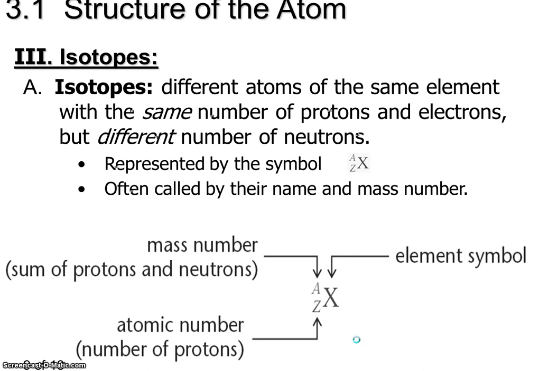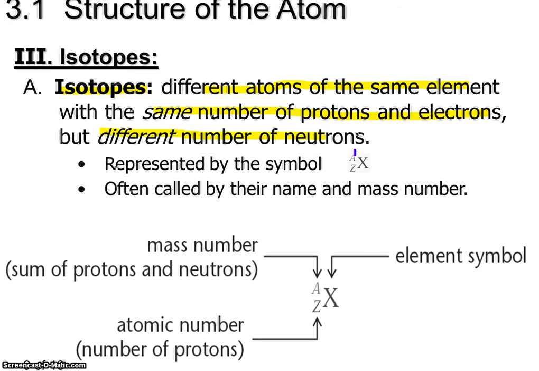Now, what if we're talking about a specific isotope, or one specific atom which is maybe different than another specific atom within the same element? So isotope means "in the same place." It means that these are 2 atoms that occupy the same place on the periodic table. So they are different atoms of the same element, and because they're the same element, they have the same number of protons and electrons, but they have a different number of neutrons.